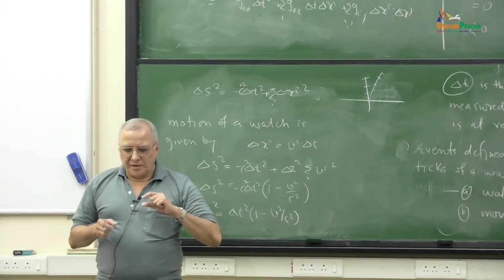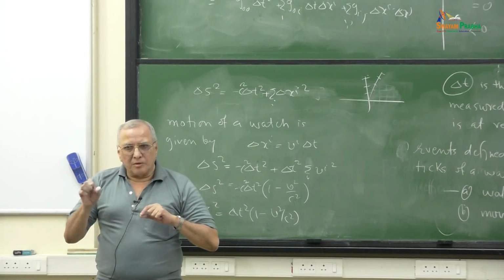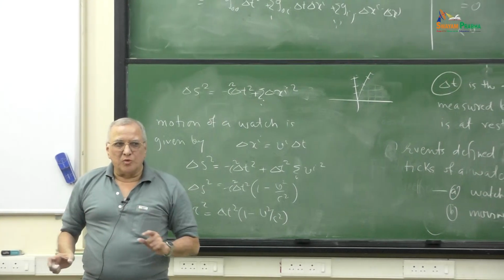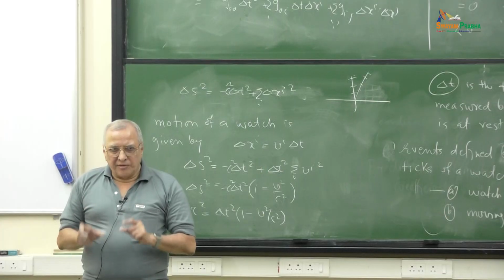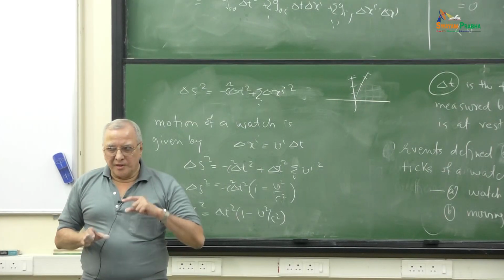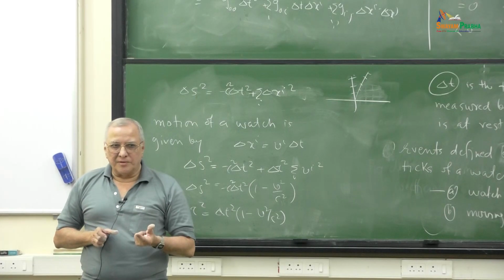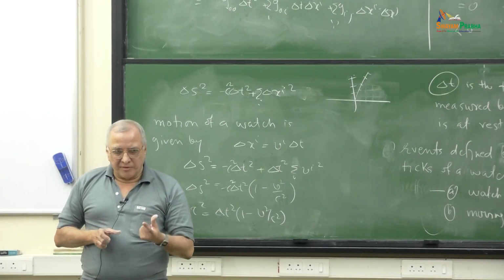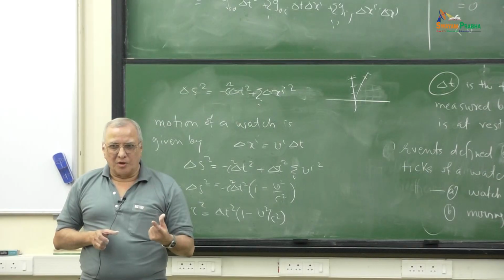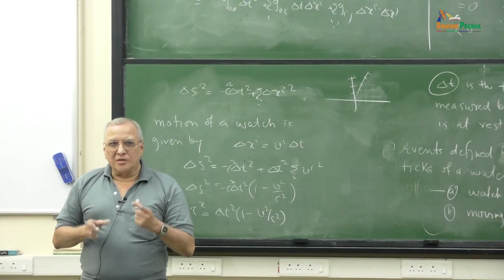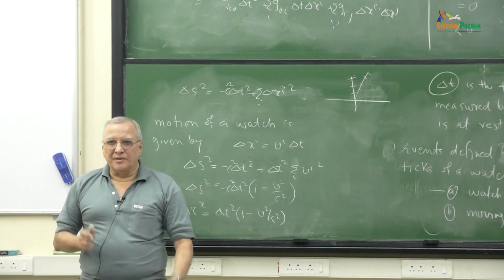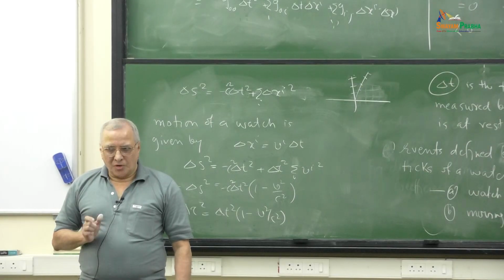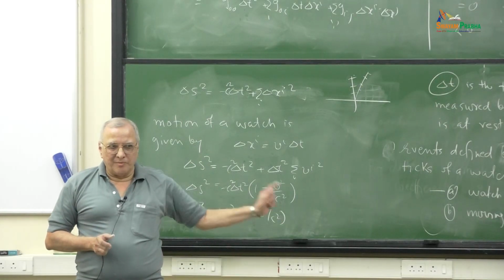Now, if the clocks are in two different motions, and they define different pairs of events, the pairs have different intervals. Because the intervals are defined by the ticks of two clocks, this means that the two clocks don't tick at the same rate. Explicit expression I will write in a minute, but you get the point.